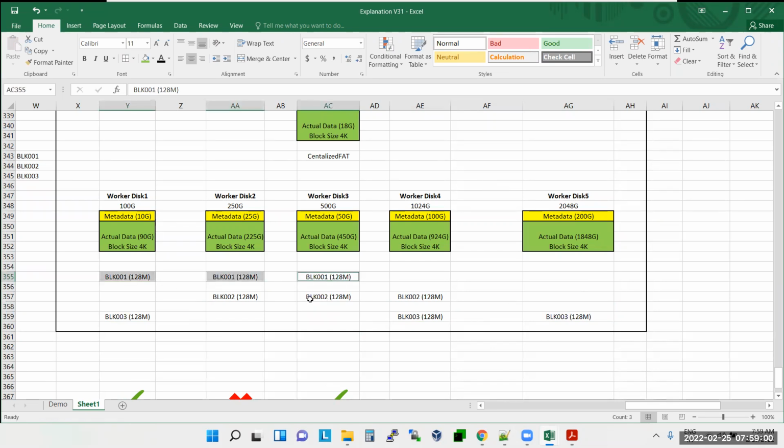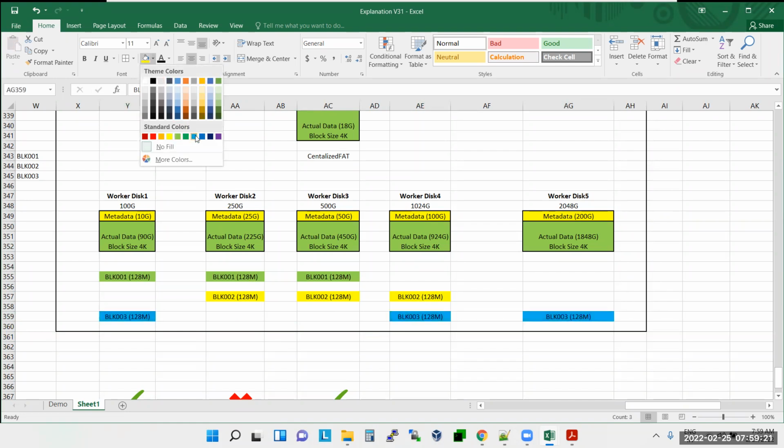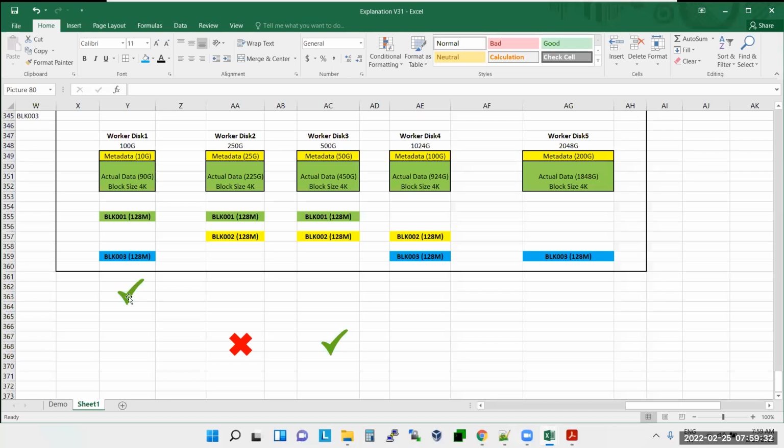Now BLK1 first piece. So each piece, what I'm doing, this is the first piece. This is the second piece. Now this is the third piece. So first piece, second piece, third piece. Now if you store like this, now you tell me.